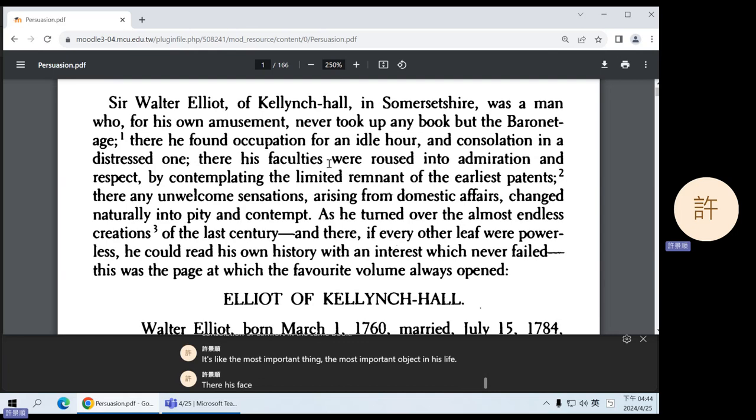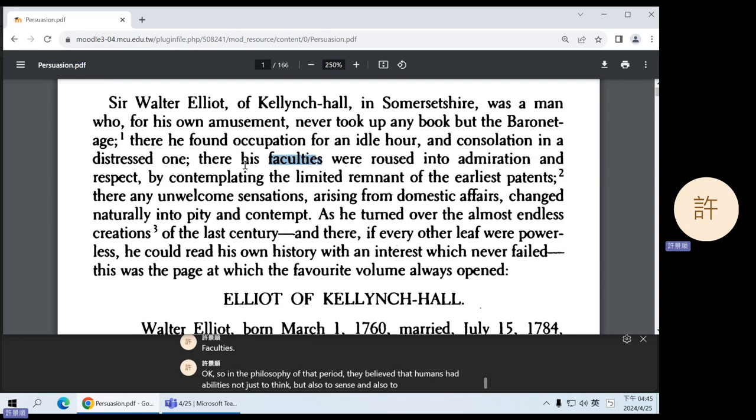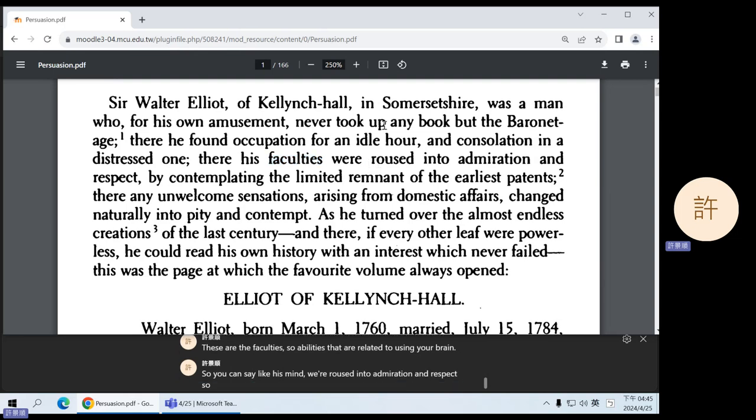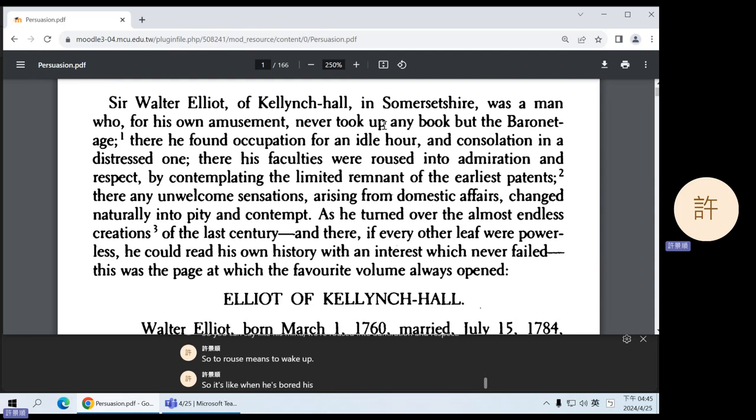There, his faculties were roused into admiration and respect. Faculties. Okay. So in the philosophy of that period, they believed that humans had abilities not just to think, but also to sense and also to feel. So today we call these intellect or intelligence. Sense is like a perception. And feeling is like emotion or empathy. These are the faculties. So abilities that are related to using your brain. So you can say like his mind. We're roused into admiration and respect. So to rouse means to wake up. So it's like when he's bored, his mind is shut down. But when he reads the book, he can feel admiration. He can feel respect.